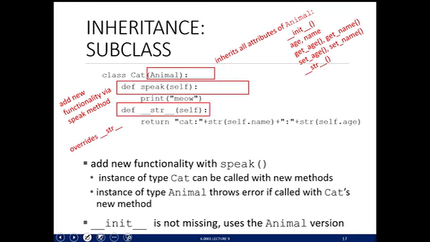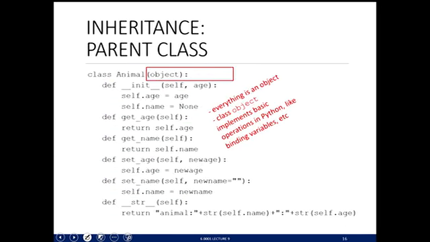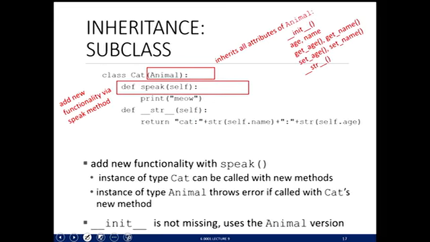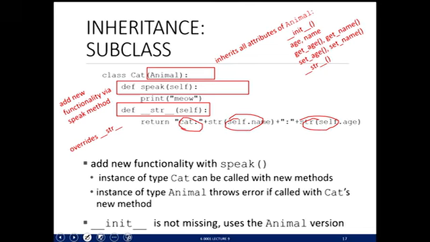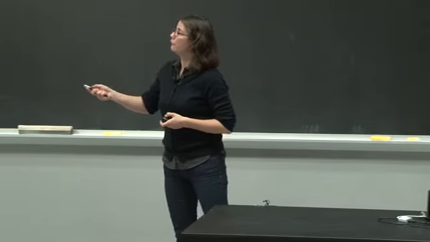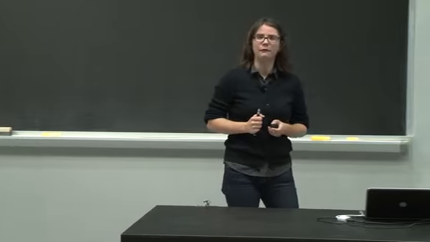Additionally, through this str method here, we're overriding the animal str. If we go back to the previous slide, we can see that the animal's str had animal plus the name plus the age, whereas the cat's str now says cat, name, and the age. So this is just how I chose to implement this. Here I've overridden the str method of the animal class.